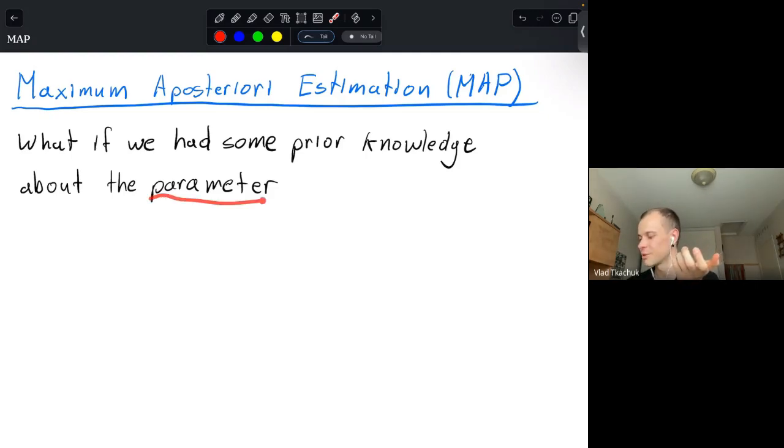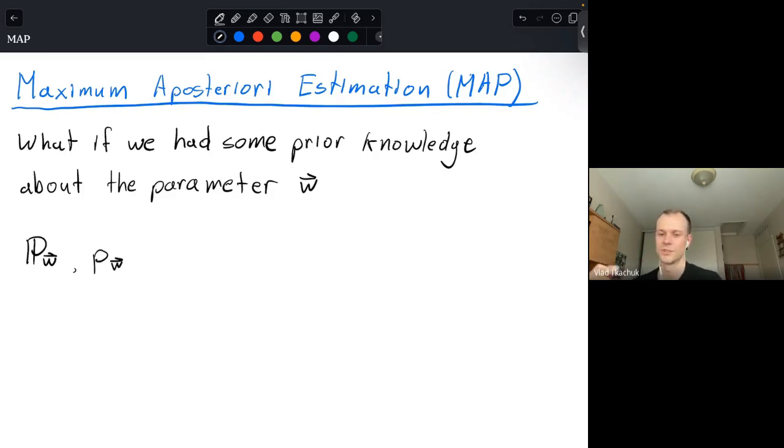And if you have some prior knowledge about it, then you can model it. You can have a prior on the parameter. So maybe I'll write a parameter w here. Then you can have this thing called a prior. You'd have an actual distribution over w, and the corresponding PDF or PMF over w, depending on whether it's discrete or continuous. This is called your prior distribution.